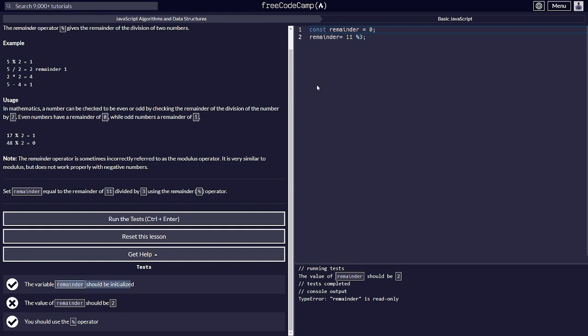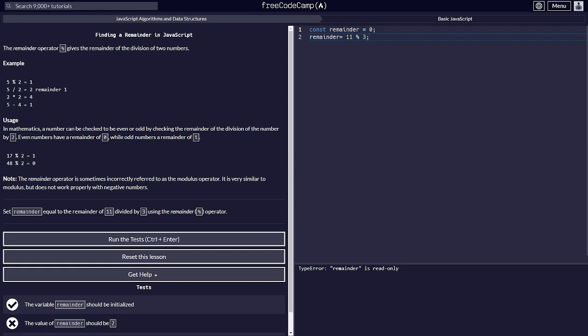The variable remainder should be initialized. The value of remainder should be 2. You should use the percent operator. So we are using the percent operator. Set remainder equal to the remainder of 11 divided by 3. So 11 divided by 3%. That ain't right.